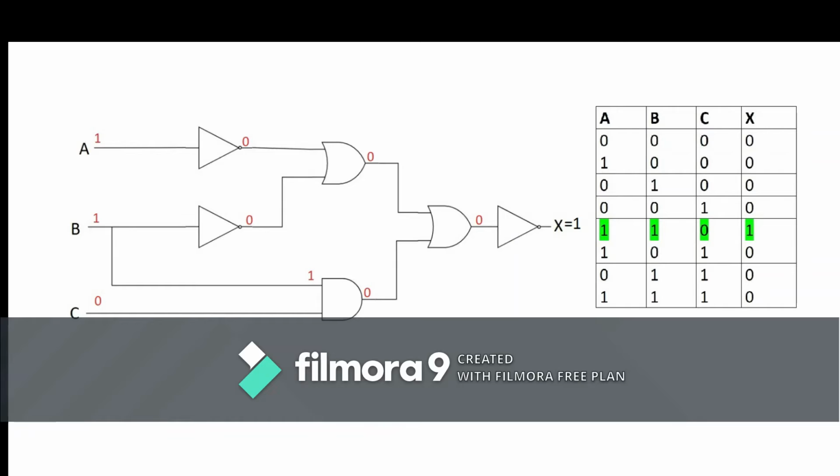As we can see from the truth table, only when A equals 1, B equals 1 and C equals 0, the output will be 1, where the bulb lights up. For the rest of the inputs, the bulb will not light up. So that is how this logic circuit works. Thank you.